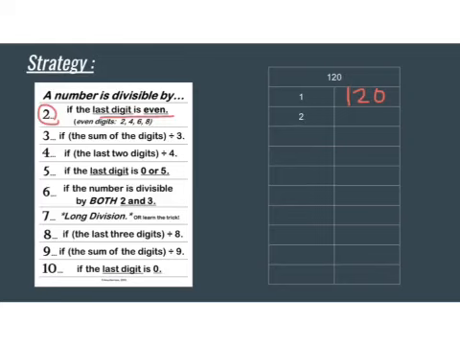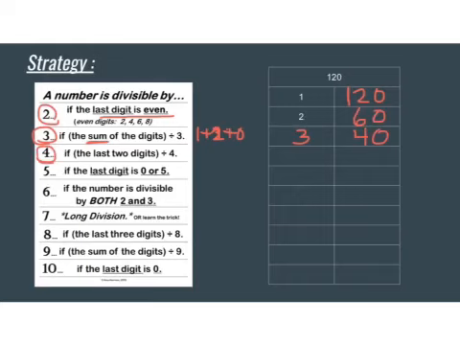12 divided by 2 is 6. 0 divided by 2 is 0. 3 will be a factor if the sum of the digits can be divided by 3. So 1 plus 2 plus 0 equals 3. And that can be divided by 3, so that will be a factor. 12 divided by 3 is 4. 0 divided by 3 is 0.